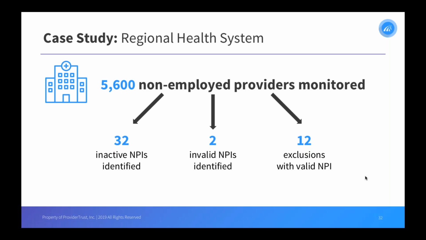So when all was said and done, of the 5,600 providers, they had to deal with 46 providers that they needed to follow up on and try to figure out what was going on relative to either the NPI or exclusion. Donna, let's look at another.